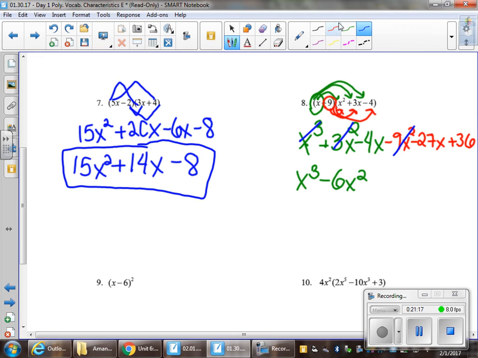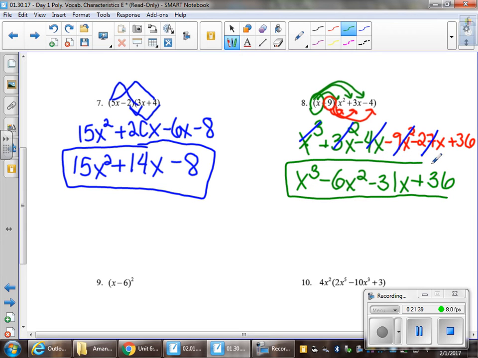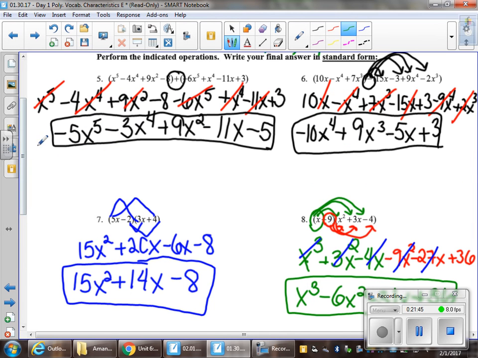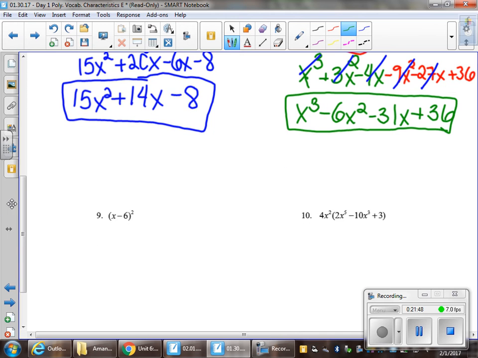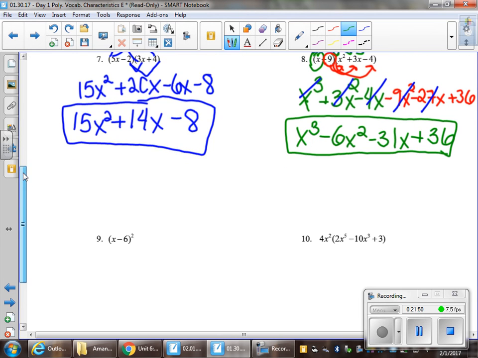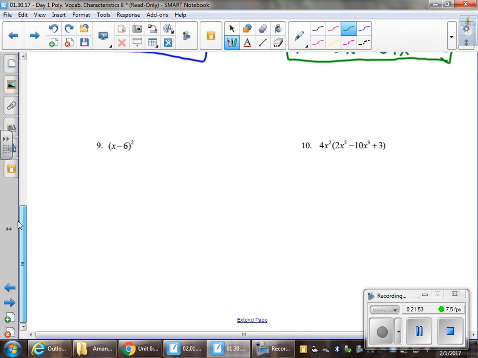All right, next. Negative 4x and negative 27x. We're going to combine those, which becomes negative 31x. And lastly, plus 36. Does anyone have any questions this far? Okay.